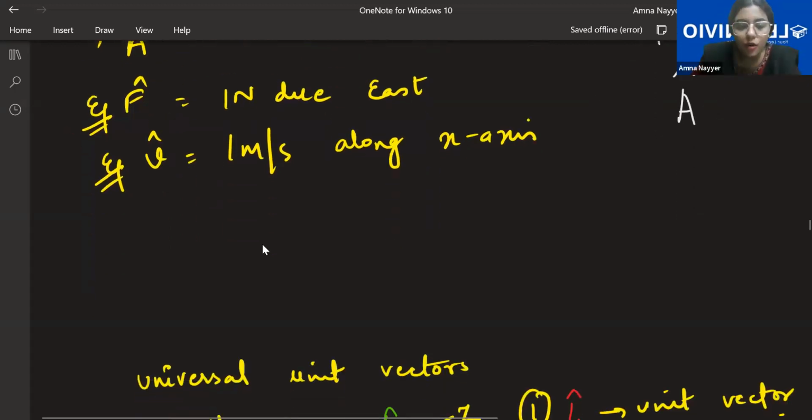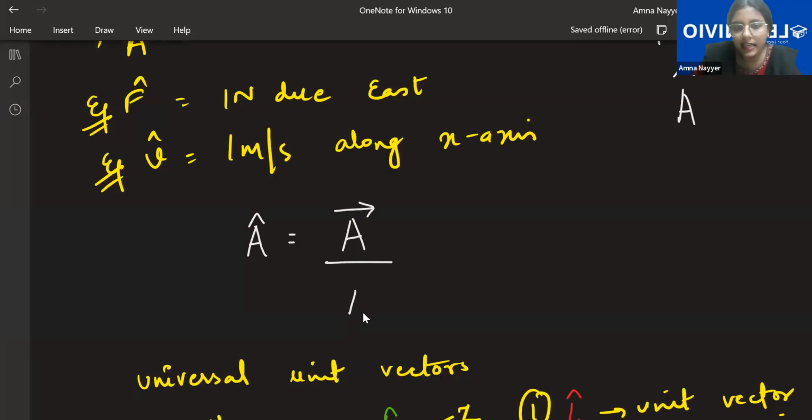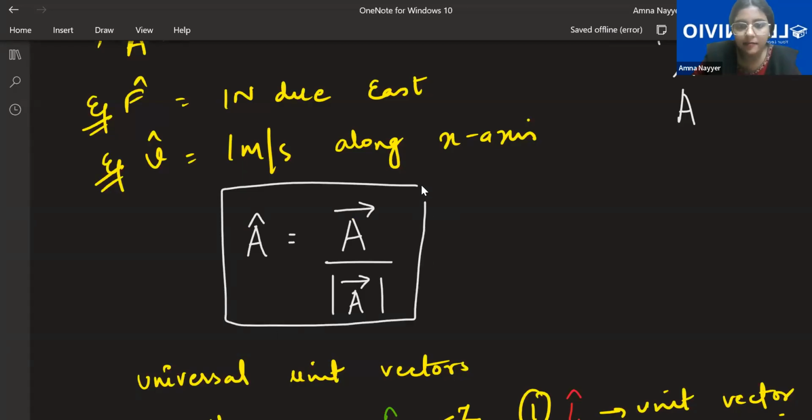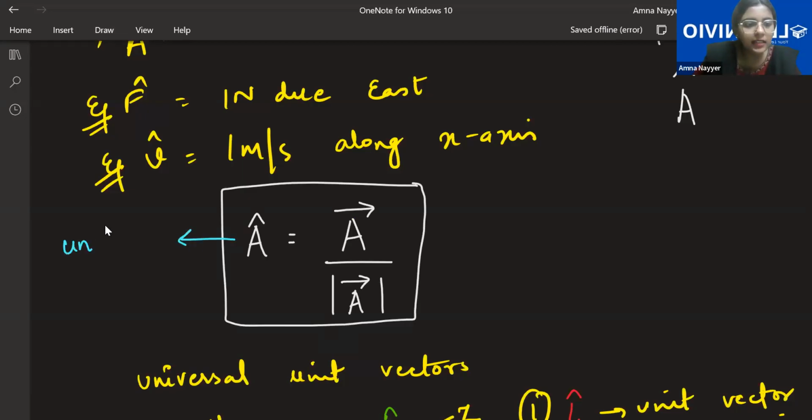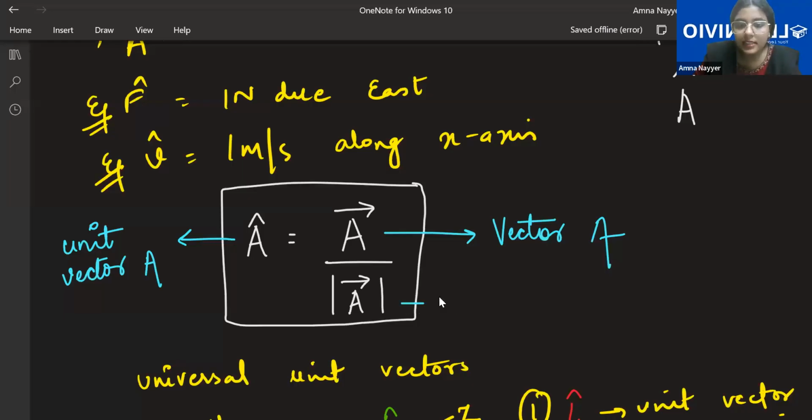Now, see, how do you write the formula? Let me just tell you the basic formula, then we'll study more things. Let's say you have to create a unit vector. Take the vector as it is, divide the vector by its magnitude. Now, what is this? This is the unit vector A. What is this? This is the vector A, not the unit one, the actual vector A. What is this? This is the magnitude of the vector A.